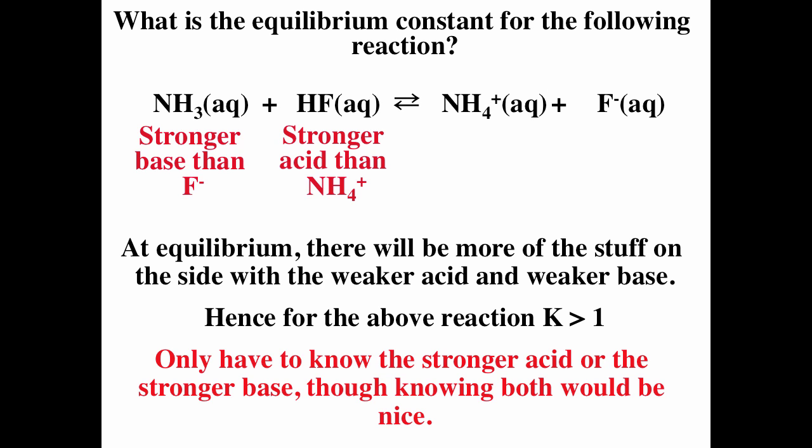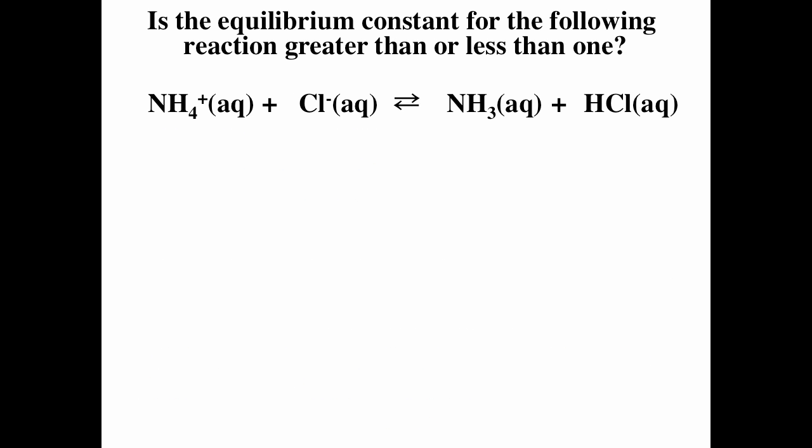And so because the stronger acid and stronger base is on the left-hand side, stronger in this case means more reactive. At equilibrium, we should end up with more products, and so the equilibrium constant for this top reaction should be greater than 1. We can also look at this reaction.